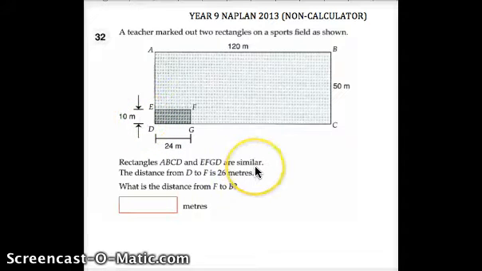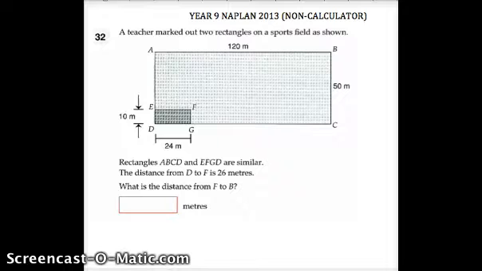Now the 2 triangles are similar, which means that their sides are in proportion to each other. And we're also told that the distance from D to F, this diagonal, is 26 meters. You have to find the distance from F to B. You may pause the video and attempt the question.